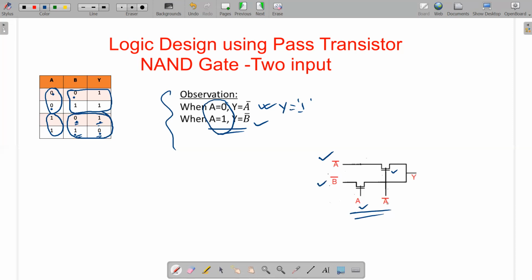Now let us see. When A is 0, this transistor will be off. A bar will be 1, so this transistor is on. So the output will be which one? This input will be at the output.